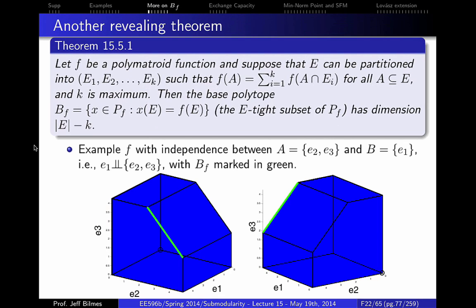So here's an example. This is the example that we saw before. We saw that E1 was independent of E2 and E3. In other words, the blocks were E2, E3, and E1. And so you might think, oh, well, here's the base, right? No, that's not the base. The base is just this one-dimensional line. The base is just this bit. This right here. That's the base polytope. It's just this line segment.